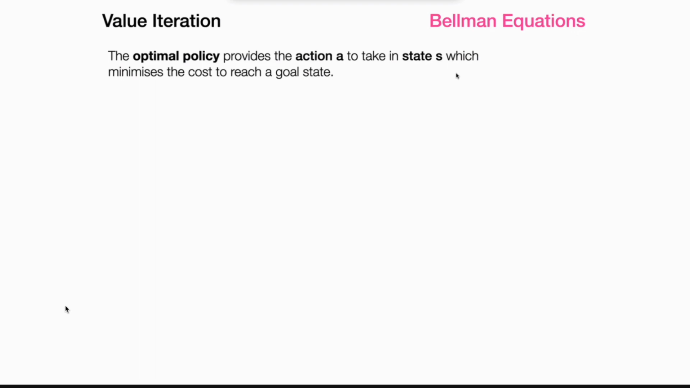So when we solve an MDP, we want to find the optimal policy. Optimal means the best policy. And the optimal policy will give us the action A to take in state S, which minimizes the cost to reach the goal. So that's what we're looking for. We're looking to construct a policy where for every state, the policy gives us the minimum cost action. And that minimum cost action isn't the minimum cost in the current state, it's the minimum cost to reach the goal.